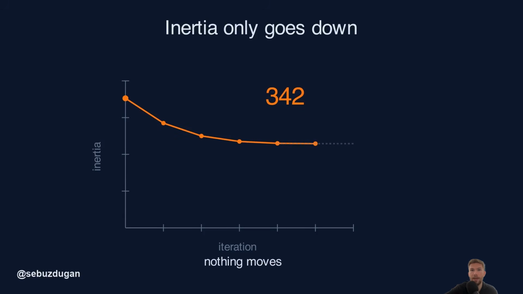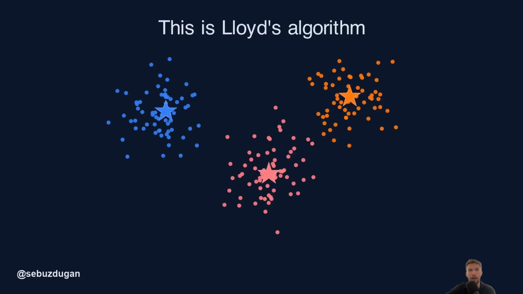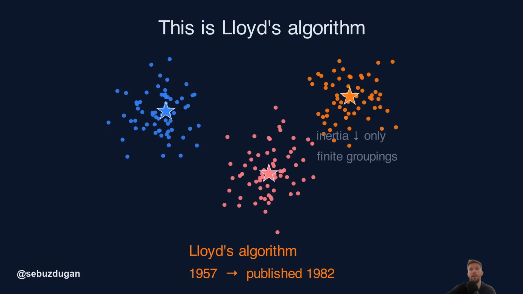This procedure actually has a name. It's called Lloyd's algorithm, first described back in 1957 and finally published in 1982. It's guaranteed to converge because inertia can only ever go down, and there are only a finite number of ways to split the points into groups, so it cannot loop forever.